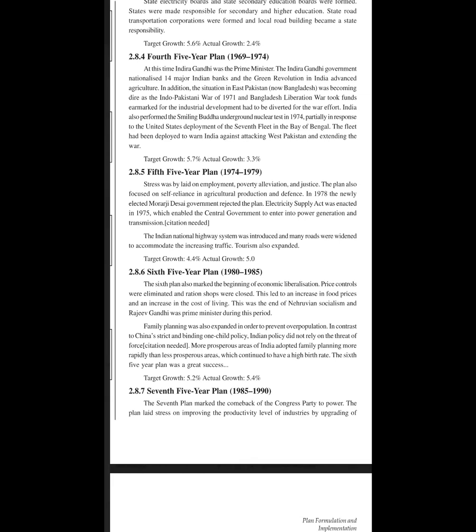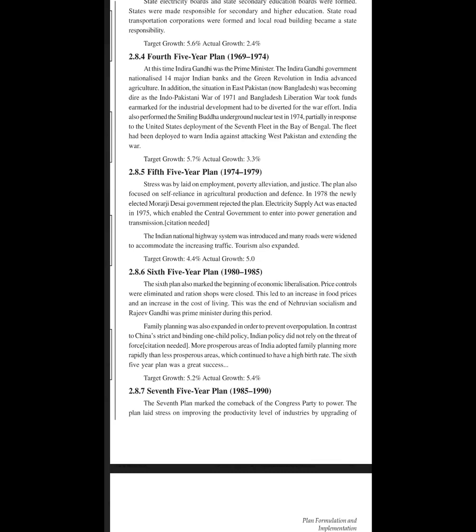In this plan, you can see there is a beginning of economic liberalization. In the sixth 5 year plan, they have given more focus on price control, on the increase in food prices and the rising cost of living. India has shown a successful growth in this 5 year plan also, because they have given more focus on family planning as well, because in the year 1980 the population was increasing tremendously, so they focused on population control, right? In this 5 year plan, they have shown a growth of 5.4.